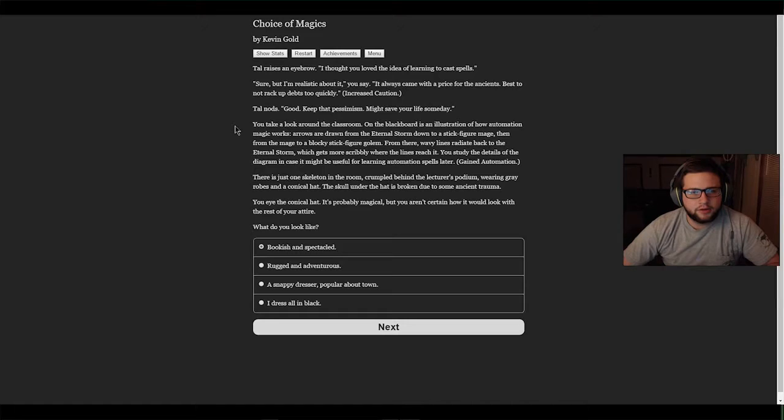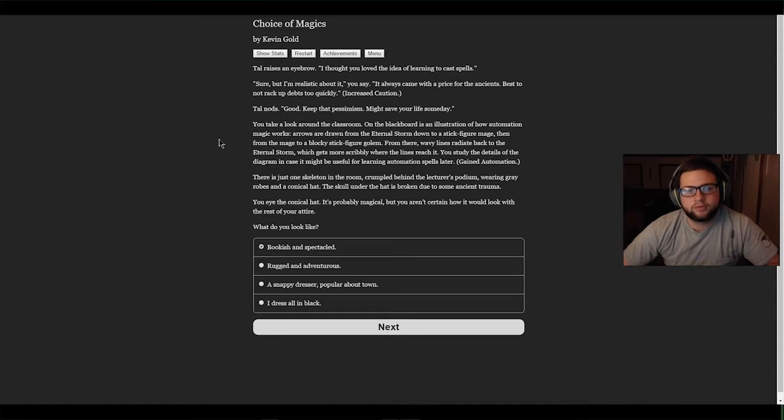You take a look around the classroom. On the blackboard is an illustration of how automation magic works. Arrows are drawn from the eternal storm down to a stick figure mage, then from the mage to a blocky stick figure golem. From there, wavy lines radiate back to the eternal storm, which gets more scribbly where the lines reach it. You study the details of the diagram in case it might be useful for learning automation spells later.